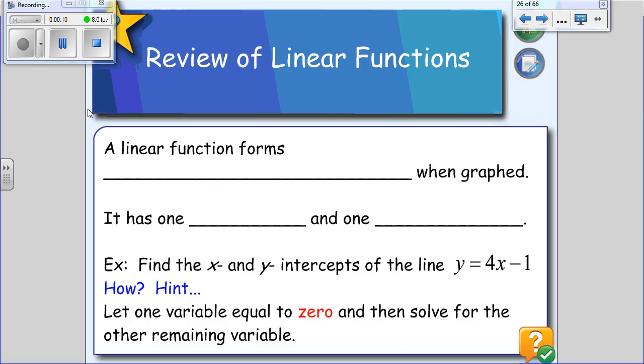So a linear function forms... We're going to fill in the blank. What type of graph do you get when you graph a linear function? Yeah, what do you get? Straight line. You get a straight line. So a linear function forms a line. You can put a straight line just to make sure that you know that it's a straight line.